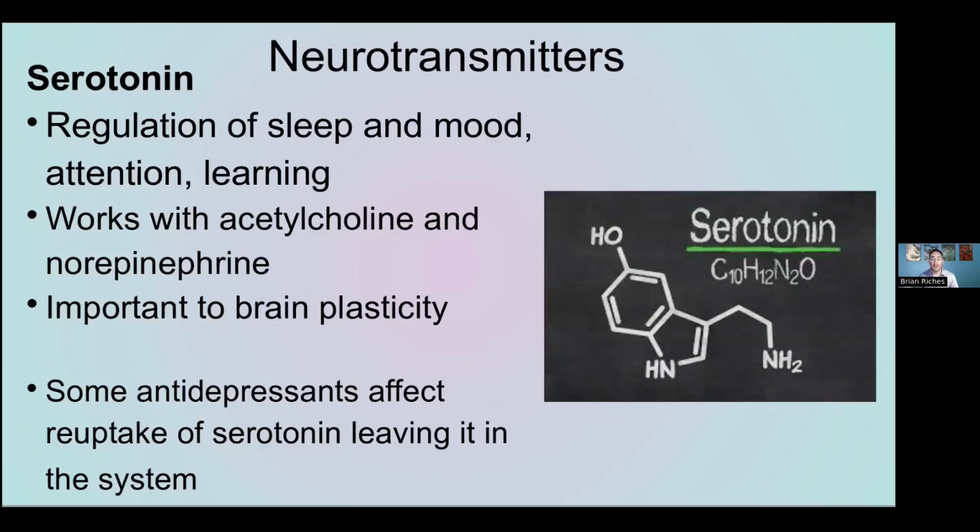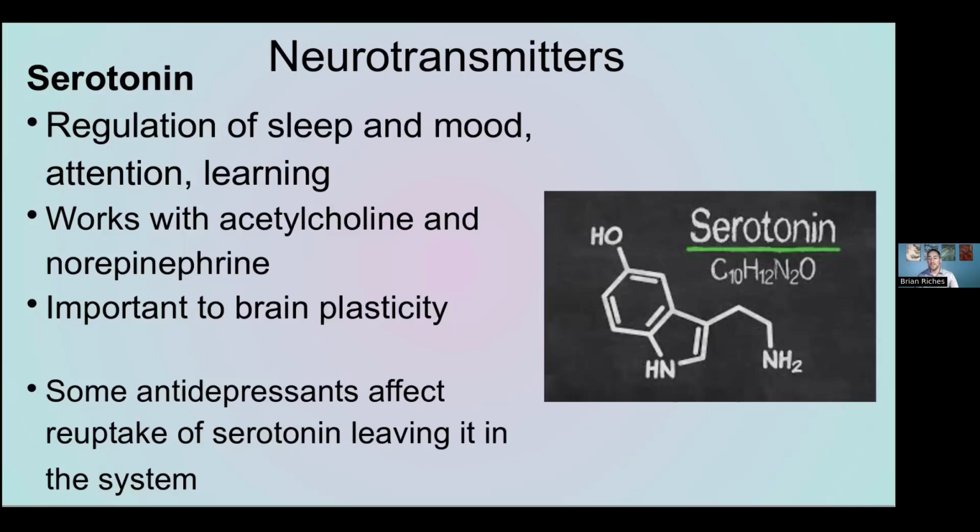Serotonin, again, does a lot of things. Serotonin regulates sleep. It helps with mood, but also attention, learning. So you can see some of these excitatory ones are involved in learning, things like memory. So it works with acetylcholine and norepinephrine very often. So again, the previous neuron is putting out a specific combination of serotonin, acetylcholine, norepinephrine to tell the following neuron exactly what kind of network you should be continuing on with the message.